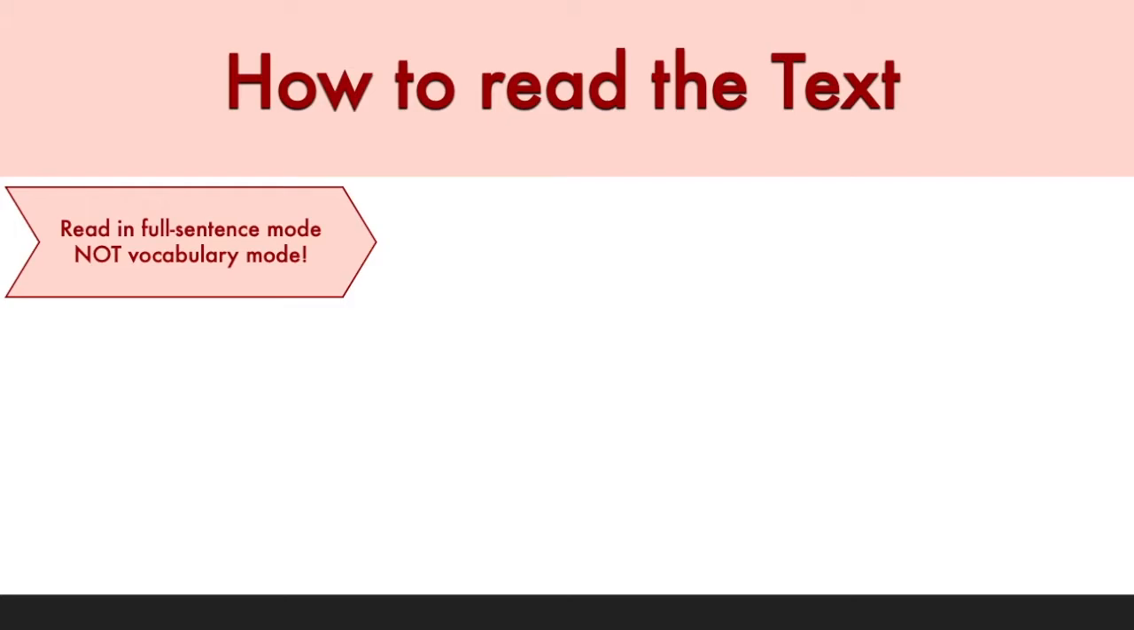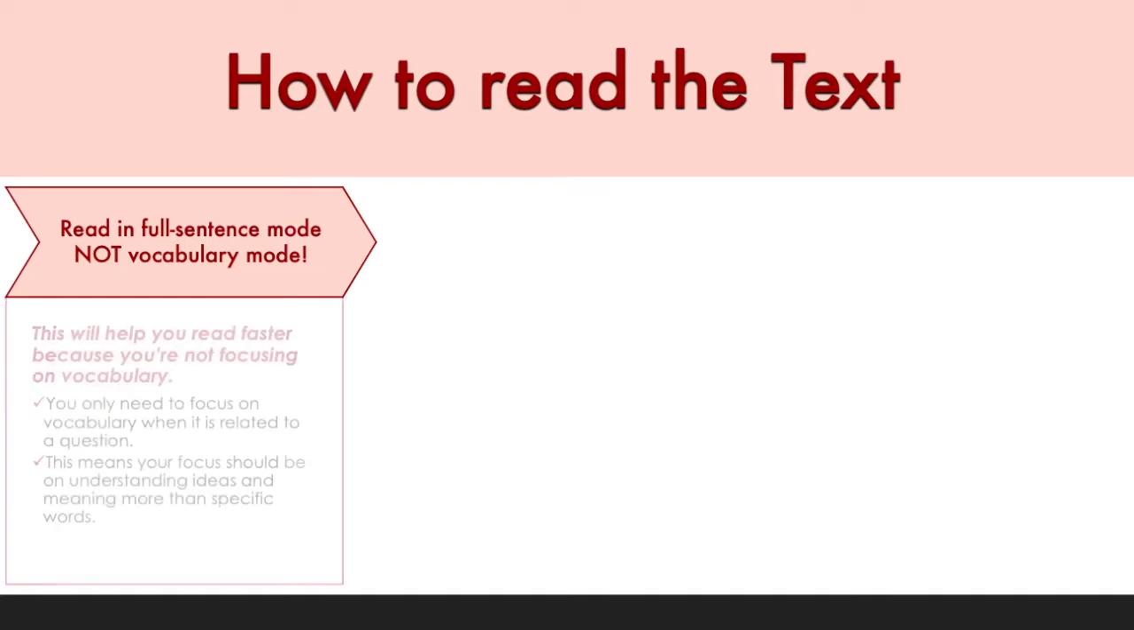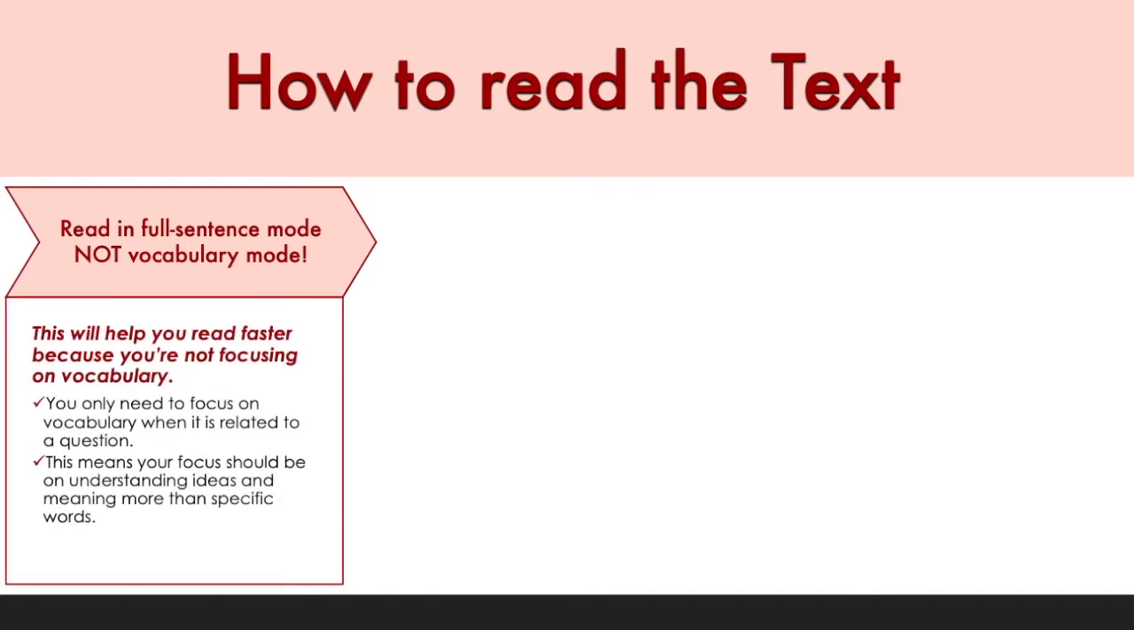How to read the text. Read in full sentence mode, not vocabulary mode. This will help you read faster because you're not focusing on vocabulary. You only need to focus on vocabulary when it's related to a specific question. This means that while you read, your focus should be on understanding ideas and meaning more than specific words.